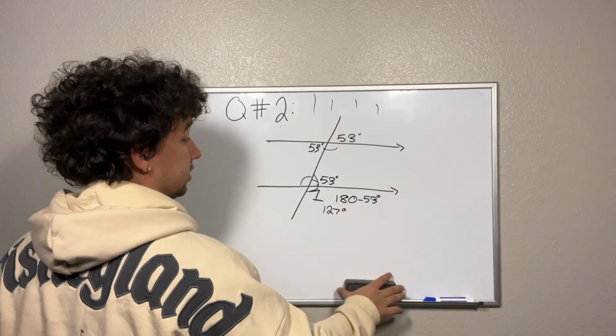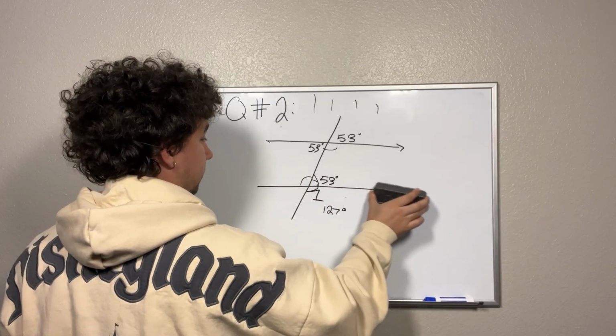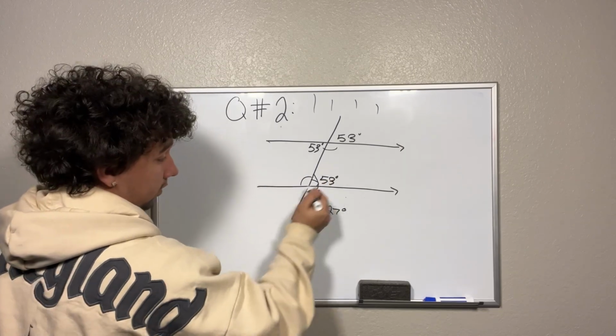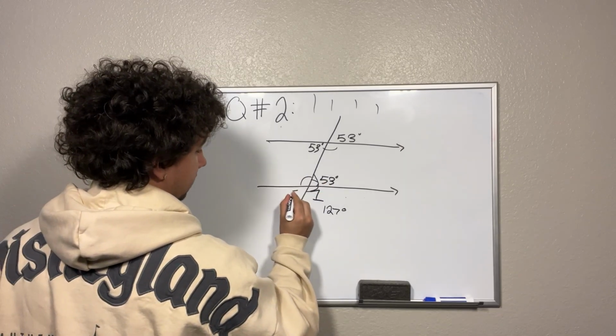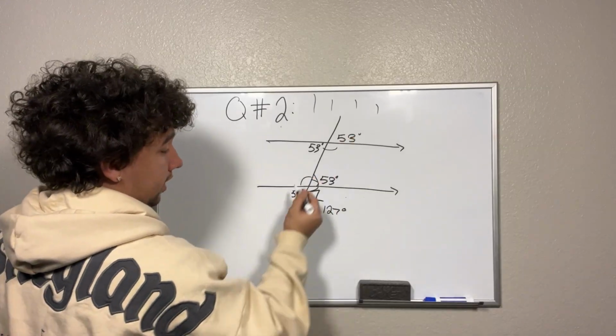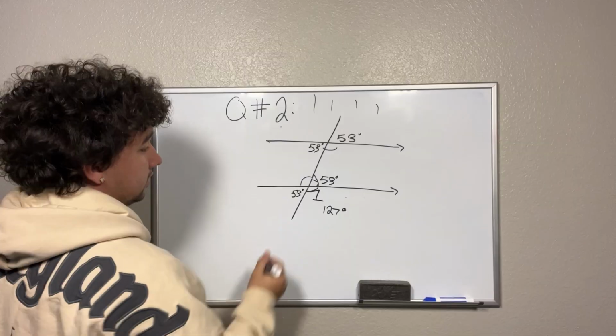So that is the answer to this, but I want to show you guys how this works. Because from here, I can even find all of them. For example, in this case, this is a linear pair with this one, but look, it's also vertical here. That's 53 degrees. I could have also used alternate exterior angles. See, they're on alternate sides and they're both on the exterior to find this.